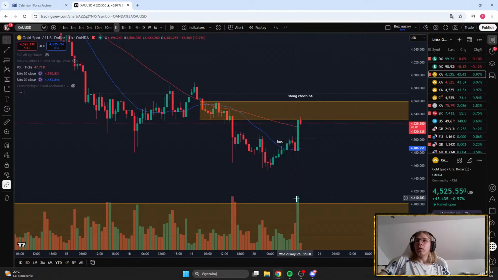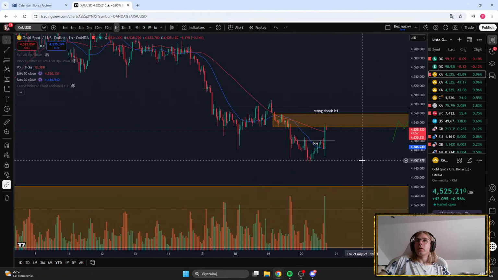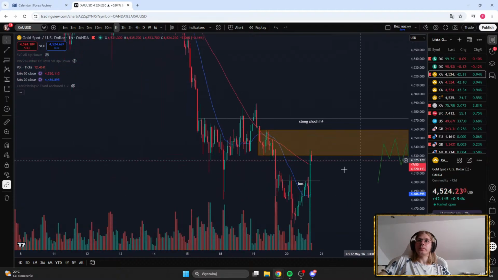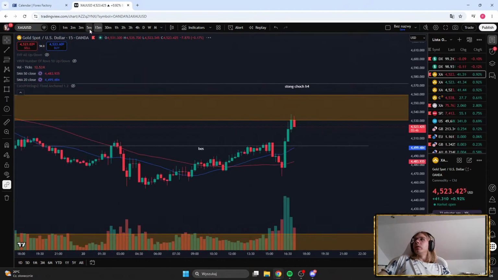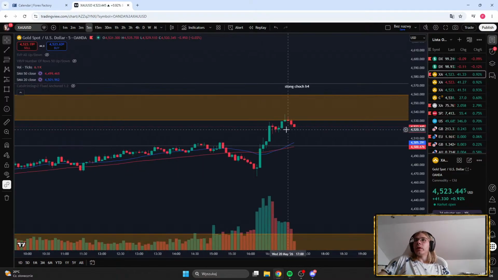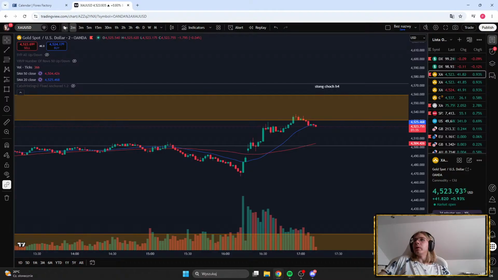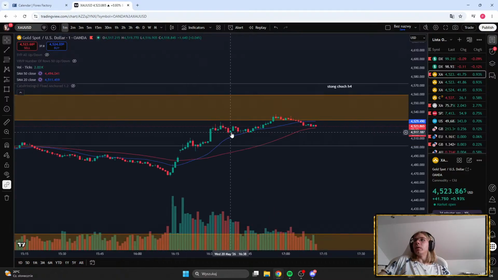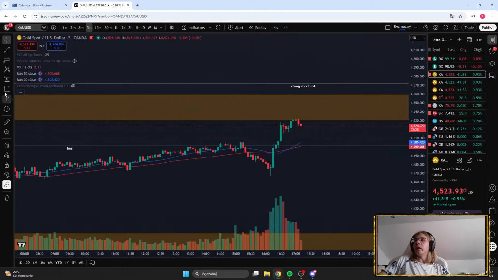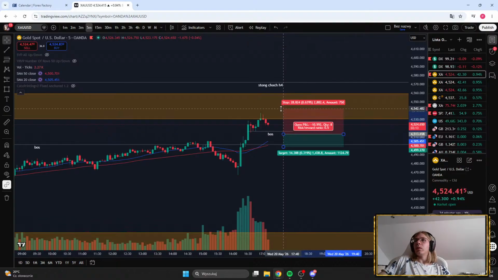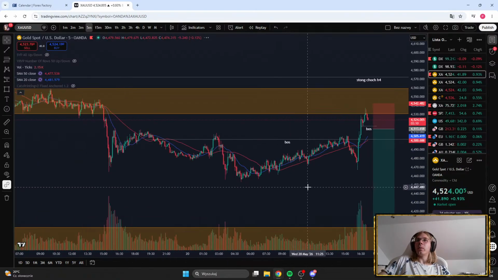Okay. Volume looks good, to be honest. I will be still careful with buys for the long term. Price hit our zone. 5 minutes break of structure is here. 3 minutes is here. 2 minutes also. 1 minute also. Yeah, that's interesting for sure. If we close below, maybe something like that.